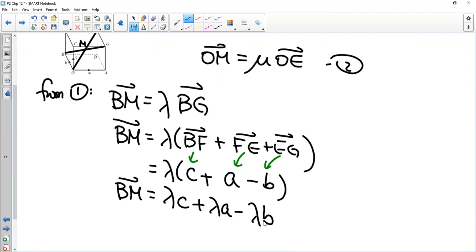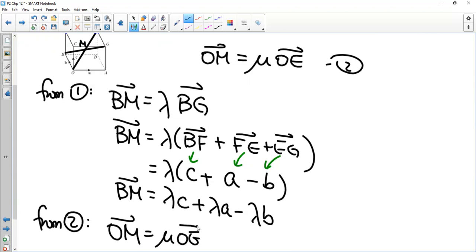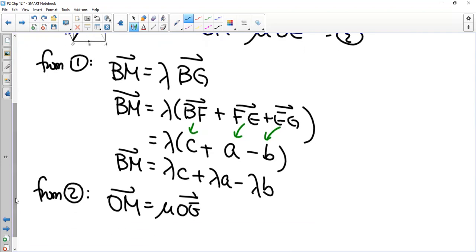Next, we're going to do some work on equation 2 before we can merge it together. So that will be step 3. Step 2, we'll do something with equation 2. So from 2, OM equals mu of OE. Maybe you can pause the video, have a go. Try to find an equation of OM where you replace OE with all the A, B, and C's.